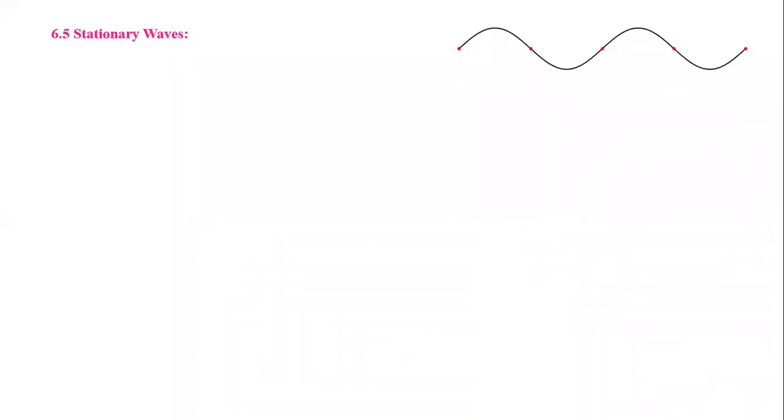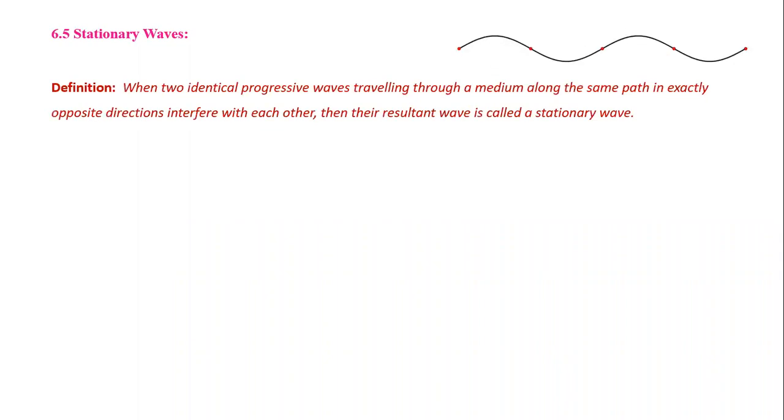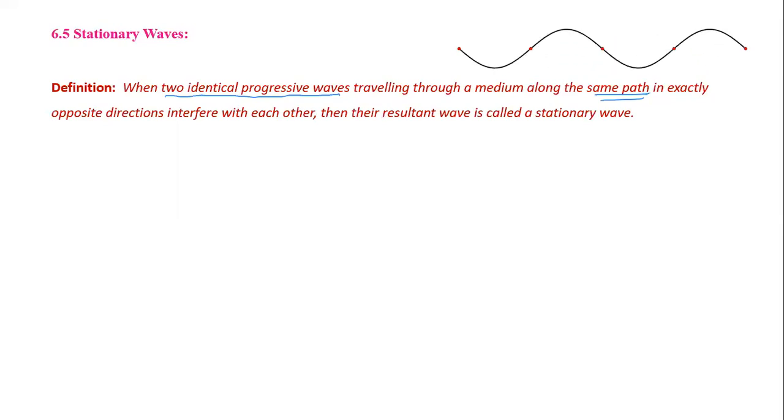Hello student. In today's lecture we start a new article, stationary wave, which is a result of superposition of two waves traveling in opposite direction. Now what is a stationary wave that we have to learn? When two identical progressive waves traveling through a medium along the same path in exactly opposite direction interfere with each other, then the resultant wave is called a stationary wave.